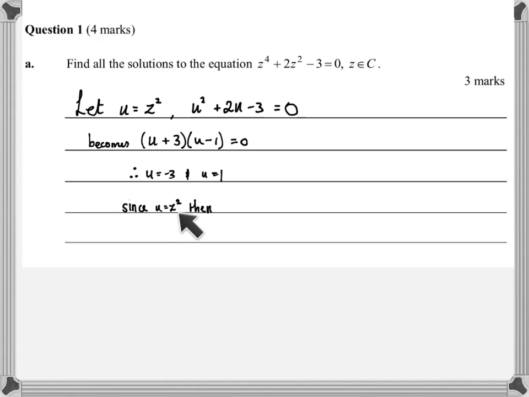So since u is equal to z squared, we get z squared is negative 3, so that gives us z is plus or minus square root 3 i. And z squared is equal to 1, so z is equal to plus or minus 1. Okay? And when you're stating all the solutions, it's good to put them together as a list after a therefore statement, just like that. Okay. Next question.